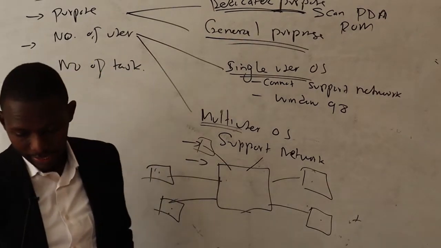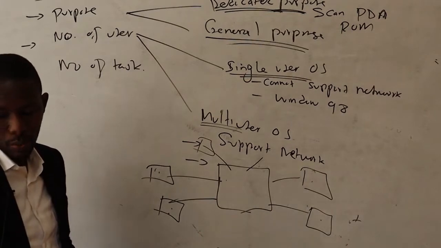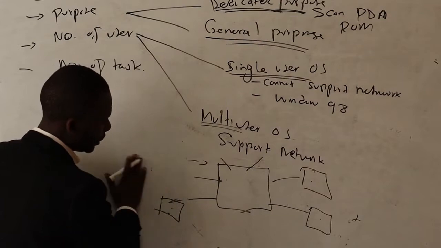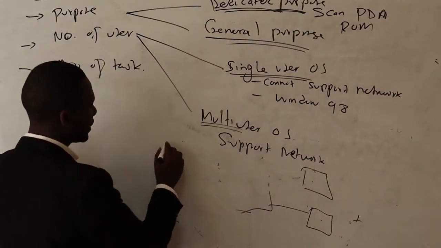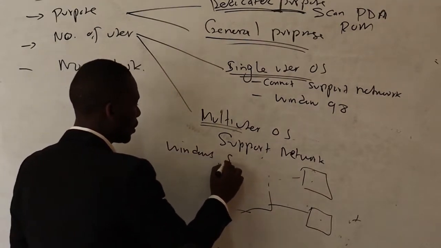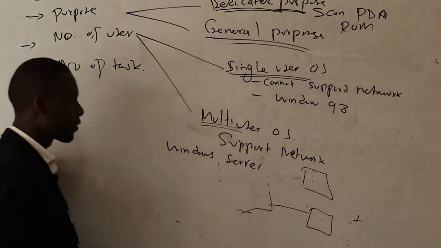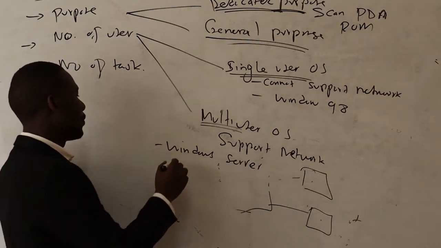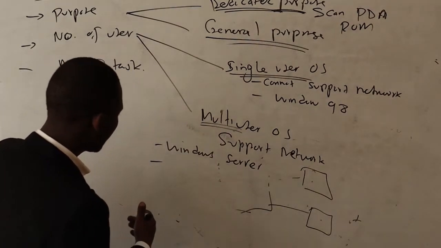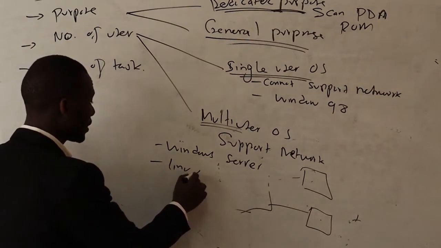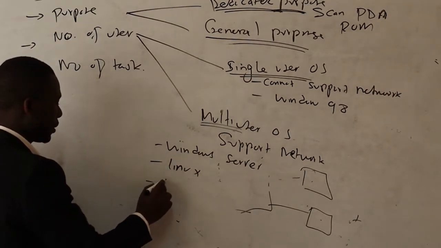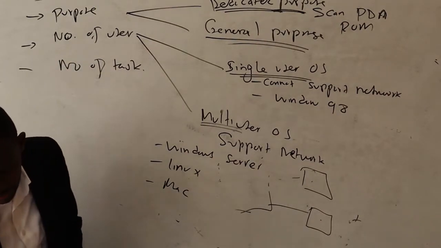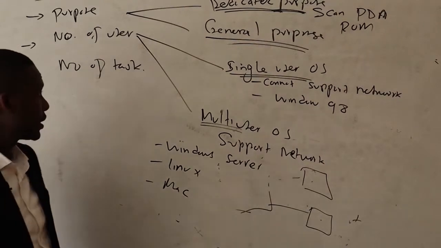So that is examples. We have now the modern Windows operating system like Windows Server. Windows Server is a good example of a multi-user operating system. We also have Linux that supports server, and we have the Mac operating system. So any Windows that runs in a server is a multi-user operating system.